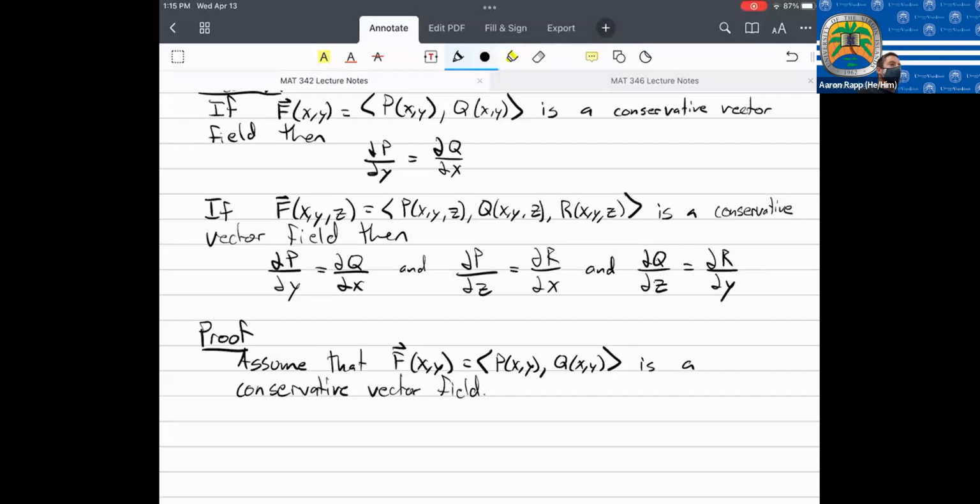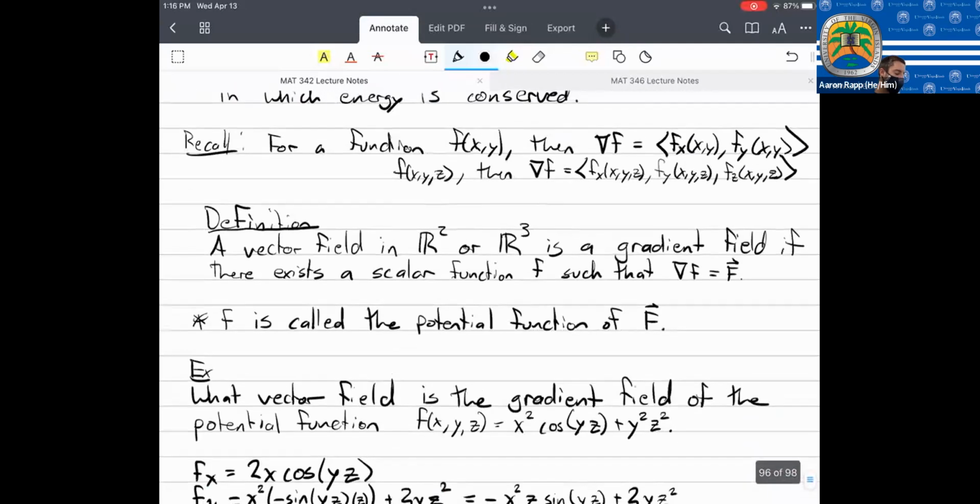If it's a conservative vector field, then I know there exists a what such that the what is equal to this vector field. If it is a conservative vector field, I can find a blank such that the blank of that blank is equal to the vector field. And partial derivative, what was that, Nikai? Same thing.